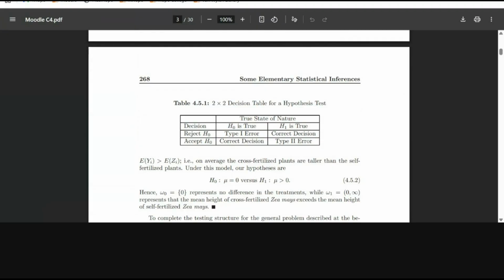But you are stuck by your guns and say, I'm never going to reject the null. I want to protect myself from making a type 1 error. I will never reject a null. But there are times when you certainly should have rejected the null and you didn't.